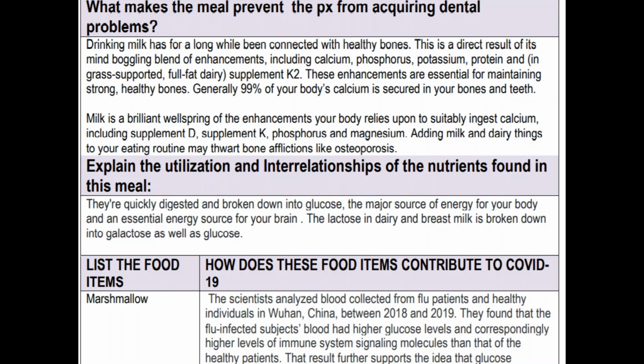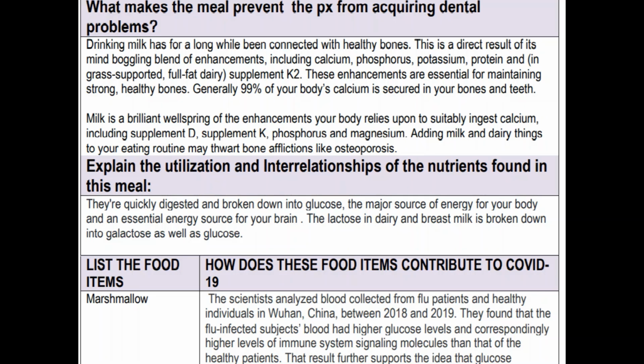So what makes the meal prevent the patients from acquiring dental problems? These nutrients are essential for maintaining strong, healthy bones. Generally, 99% of our body calcium is stored in our bones and teeth. So milk is a brilliant source of nutrients your body relies upon to absorb calcium, including vitamin D, vitamin K, phosphorus, and magnesium. Adding milk and dairy products to your diet may prevent bone conditions like osteoporosis.